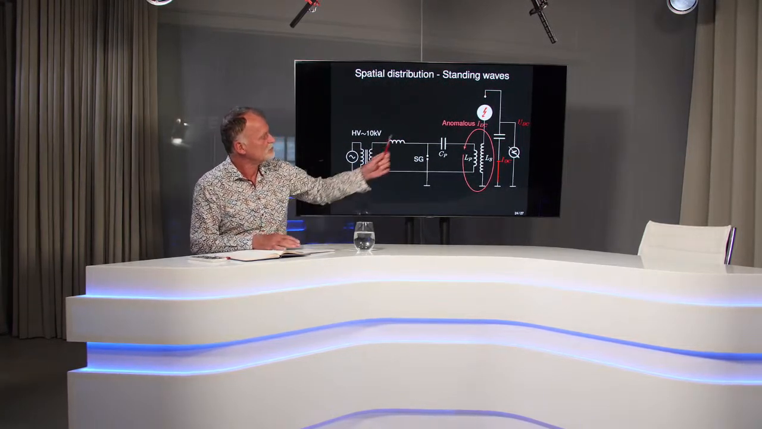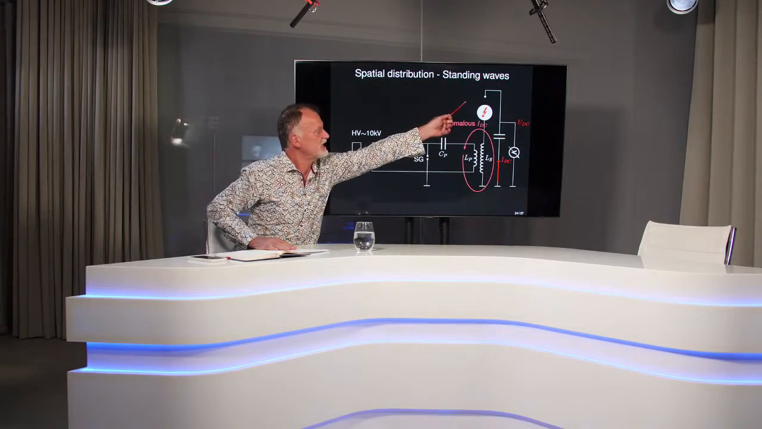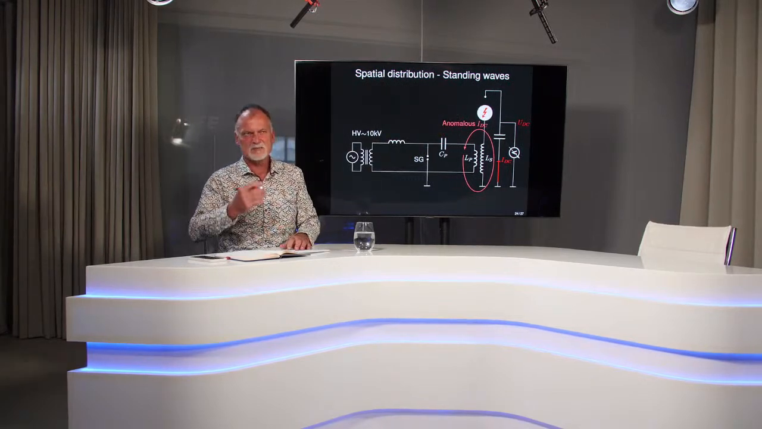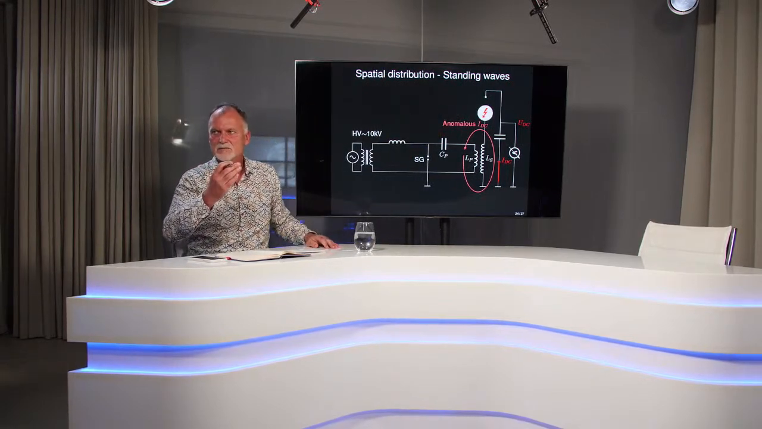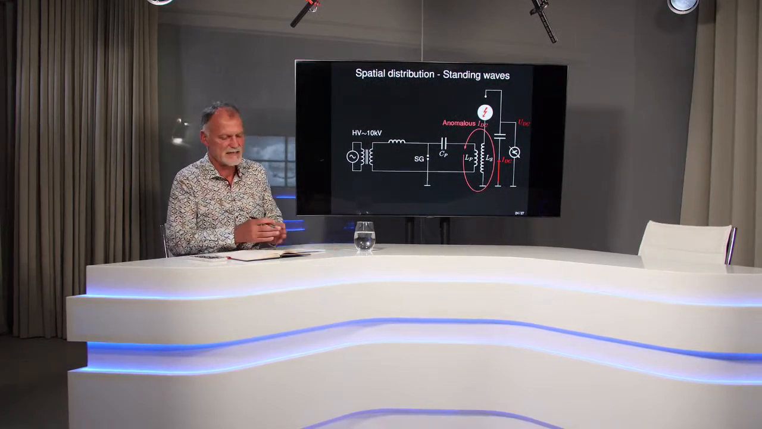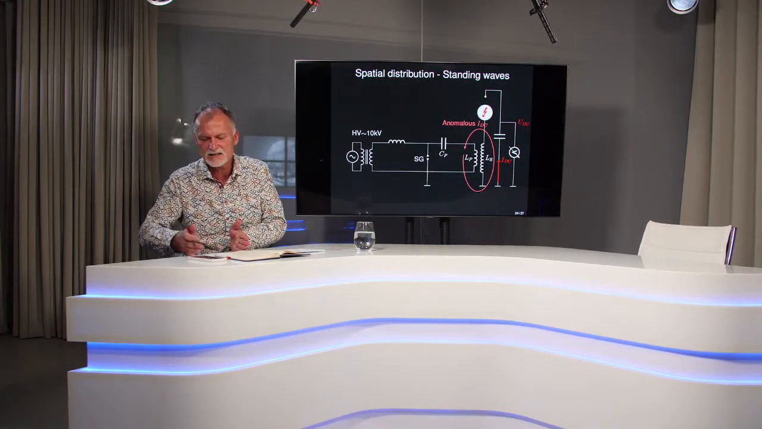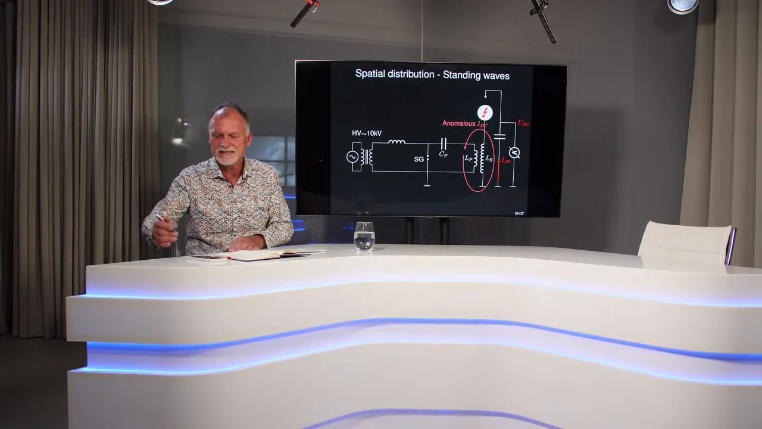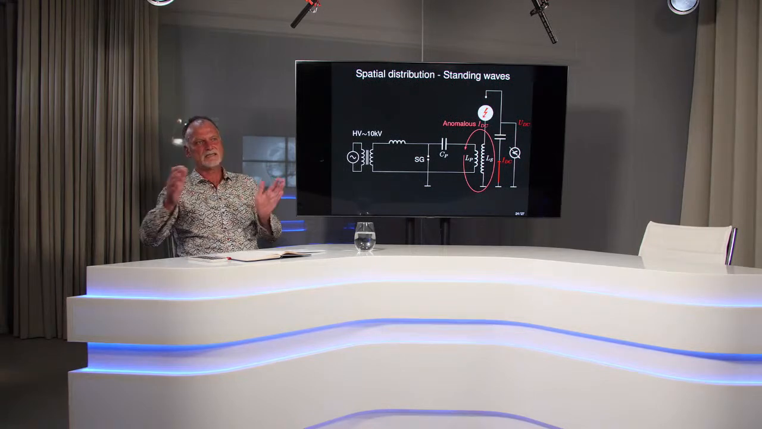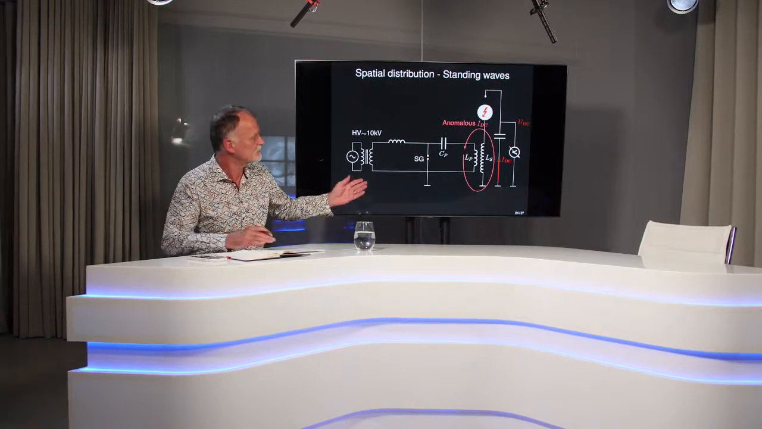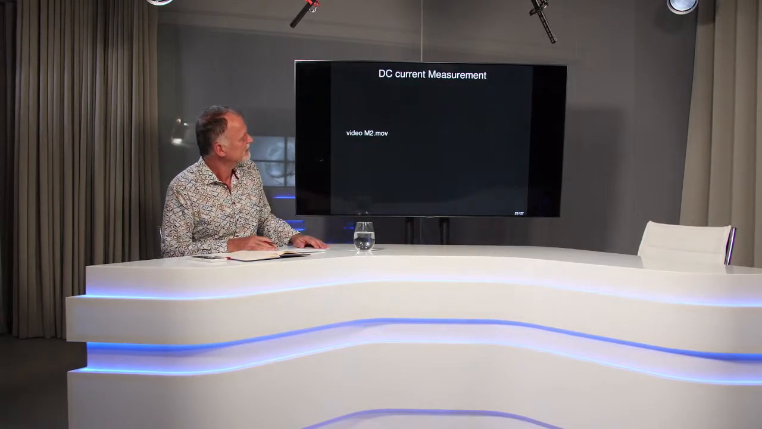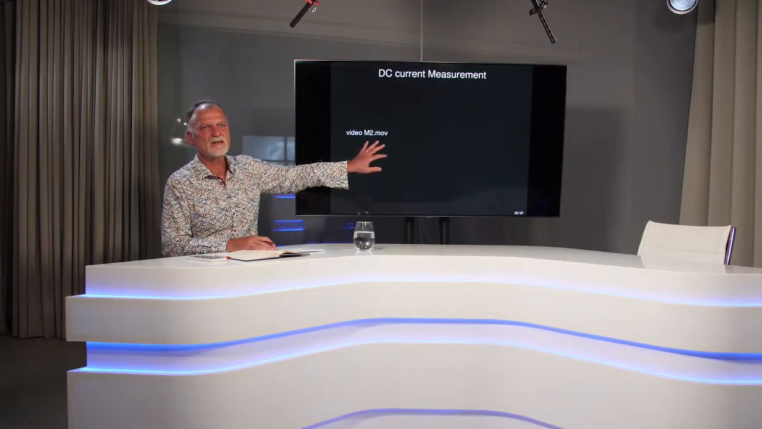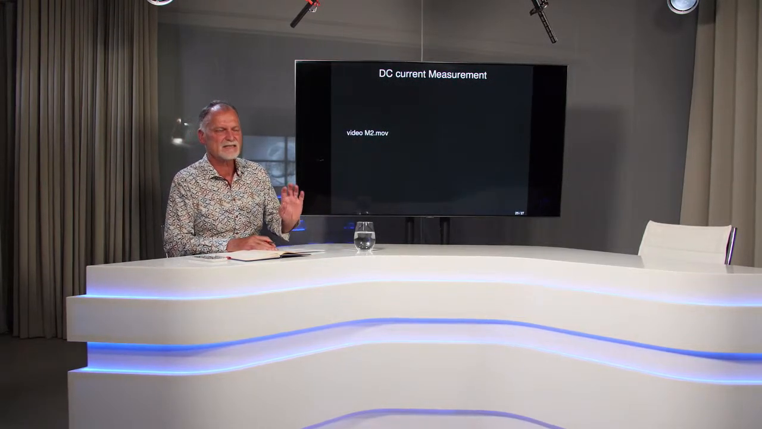And what we can also do is change the distance between the capacitive probe and the hot end of the transformer, and in this way we can measure the value of that potential as a function of the distance. So we measure the spatial distribution of that potential, right? If you go to the next slide, I will show you a video of what is happening.